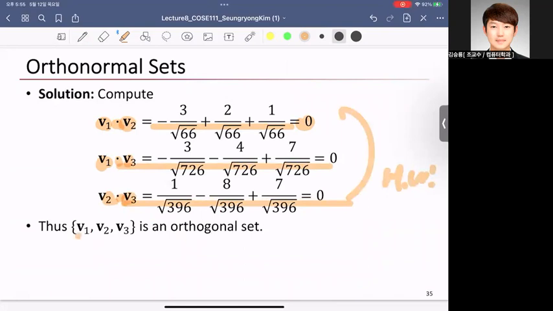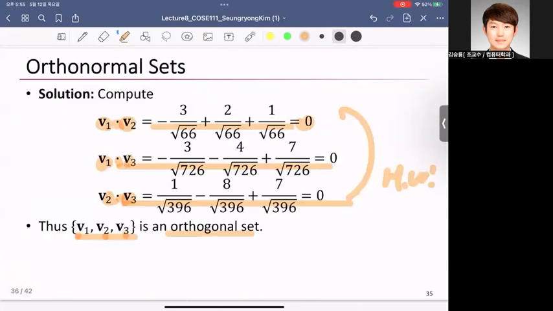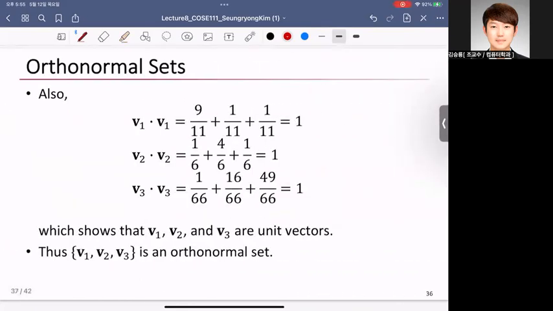So V1, V2, V3 is an orthogonal set, and from here, they are also a normal set, since we proved it right here. 그래서 also a normal set. 그렇죠? 방금 했던 얘기죠? 그렇죠?